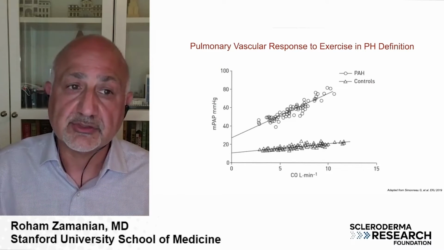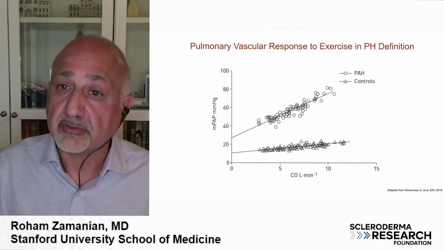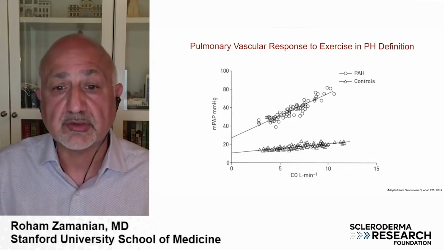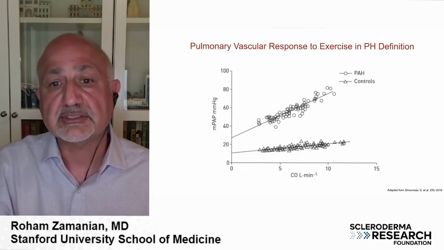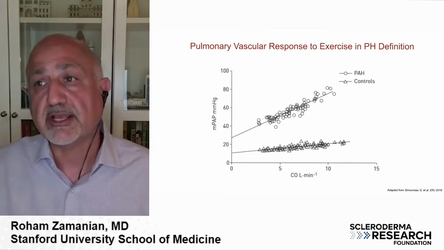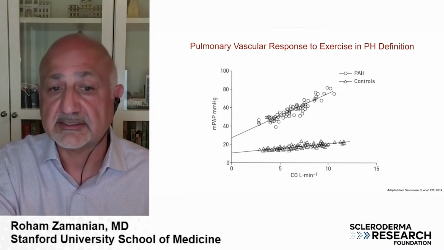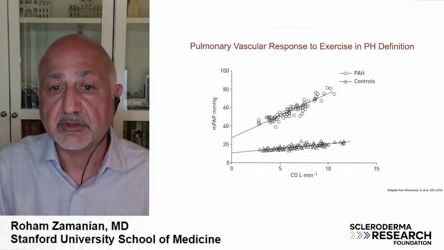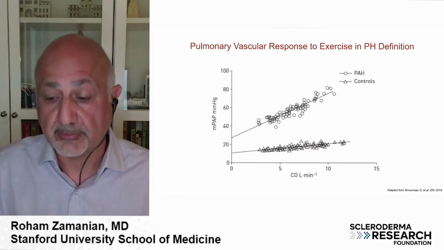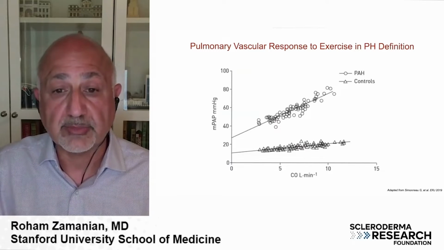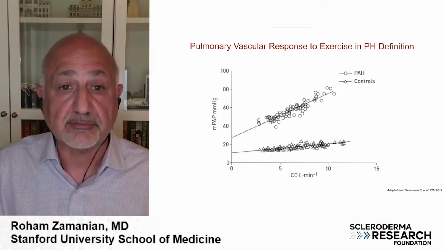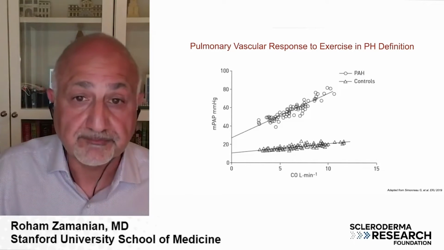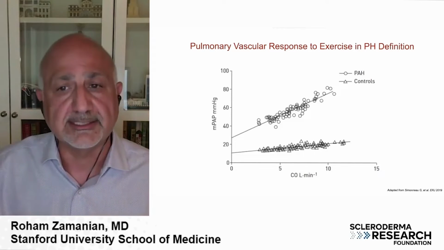So in this graph, on the y-axis is the pulmonary artery pressure, the mean pulmonary artery pressure, and the x-axis is the cardiac output. And as you exercise a patient, usually the cardiac output increases on the x-axis from low to high. And that response, we can measure what happens to the pulmonary artery pressures. In a normal cohort of patients, the slope of that line is very shallow. In patients who have pulmonary hypertension, the slope of that line is steep.